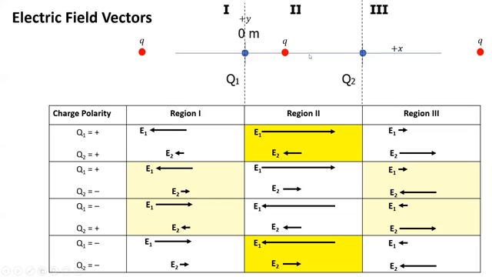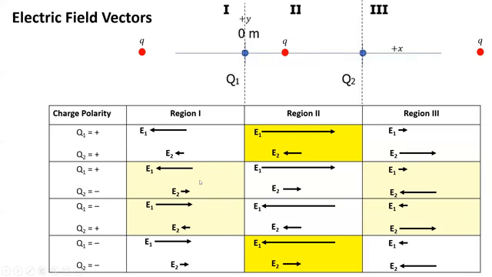Now, if they don't have the same magnitude, let's say one's 2 coulombs and the other one's 3 coulombs, or -2 and -3 coulombs, then it's going to be a little bit closer to the smaller magnitude one, because the other one is going to kind of dominate. But there will be some region in between them where it will exactly cancel.